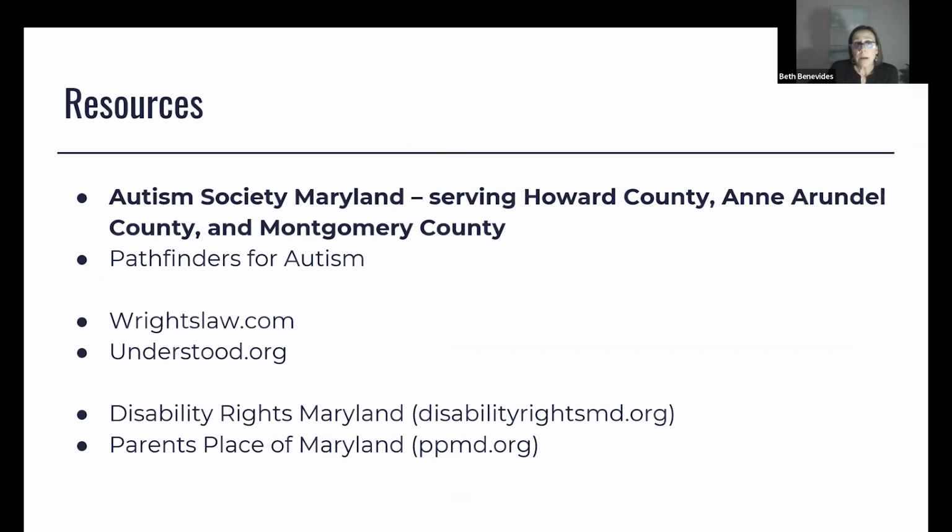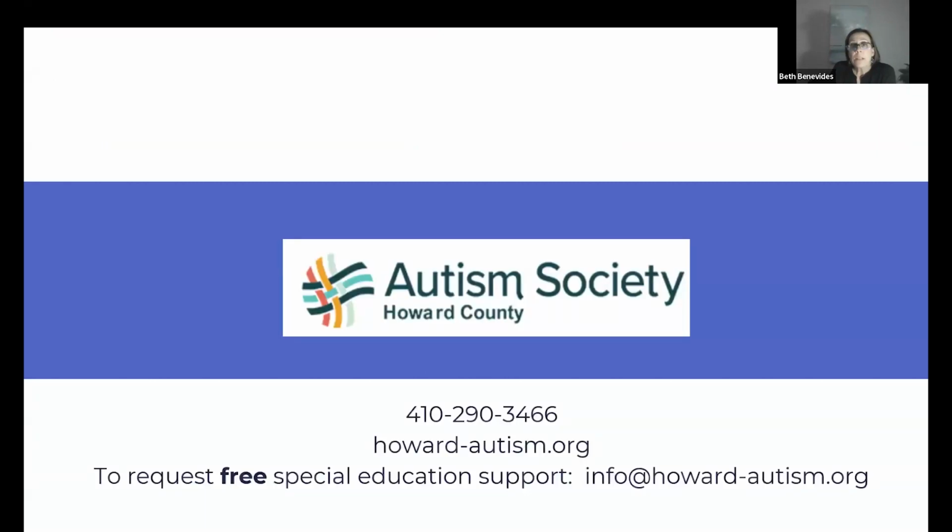The resources that are here for you: always Pathfinders for Autism has some great articles. Rightslaw.com is wonderful. Understood.org, again, is so parent friendly. And then of course you have Disability Rights Maryland and Parents Place of Maryland. Parents Place of Maryland also offers IEP support. And if you would like free special education support, then you can email, I'm sorry, that should say info@autismsocietymd.org. That's the support that the Autism Society offers, and we're happy to help you with questions that you have.